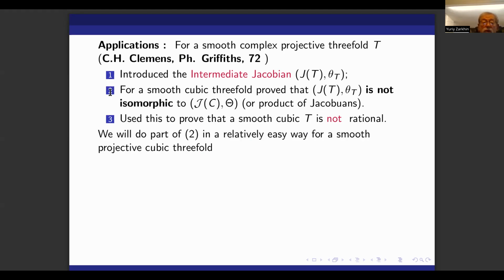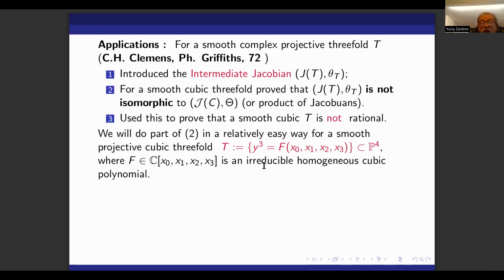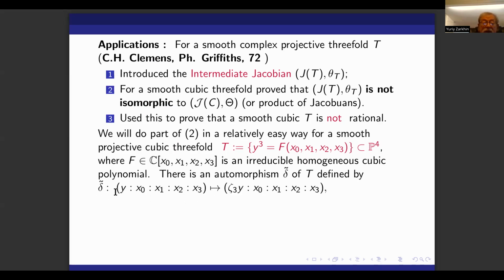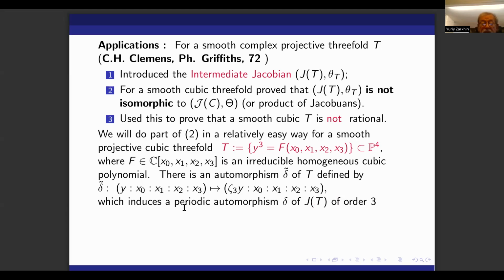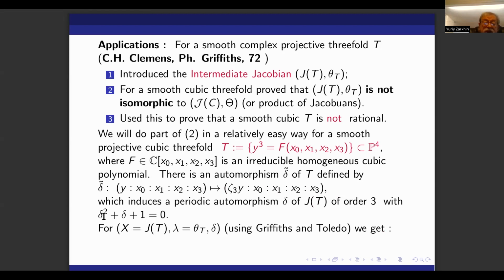We will do part of the second assertion in a relatively easy way for a smooth projective cubic threefold defined by the equation y cubed equals f of x0, x1, x2, x3 in P4, where f is an irreducible homogeneous cubic polynomial. There is an obvious automorphism delta tilde of T defined by: all x coordinates remain unchanged, but we multiply y by zeta 3, a primitive cube root of unity, which induces a periodic automorphism delta of the intermediate Jacobian of T of order 3, which satisfies this equation, delta squared plus delta plus 1 equals 0.